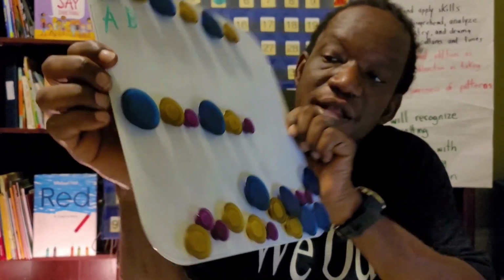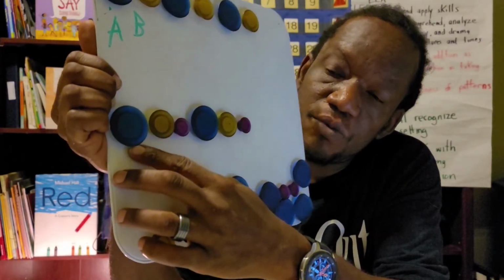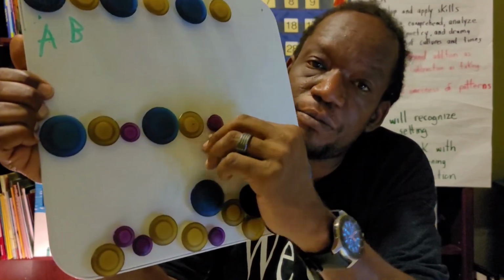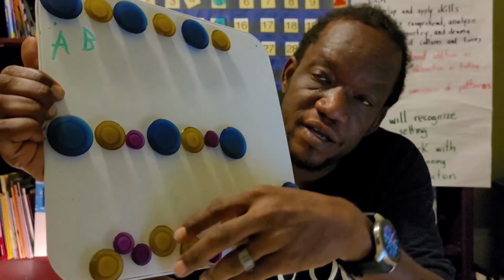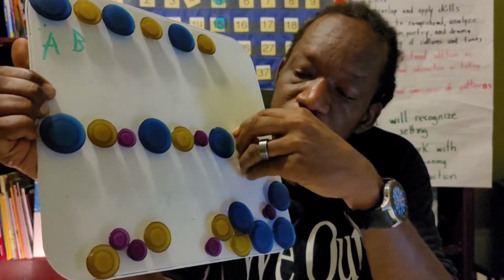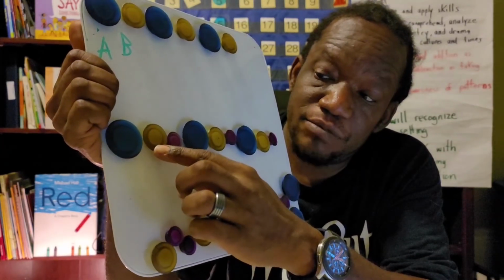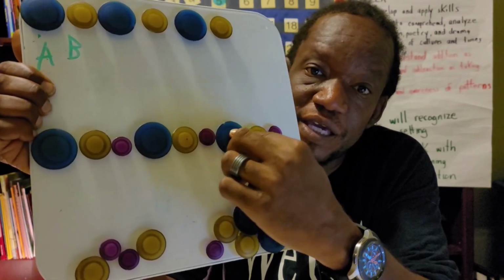All right, and let's look at our second pattern that we have right here. Blue, yellow, purple. Blue, yellow, purple. What comes next? That's right, blue, then what? Yellow, then what? Purple. Or I heard somebody say big, medium, small. Big, medium, small.